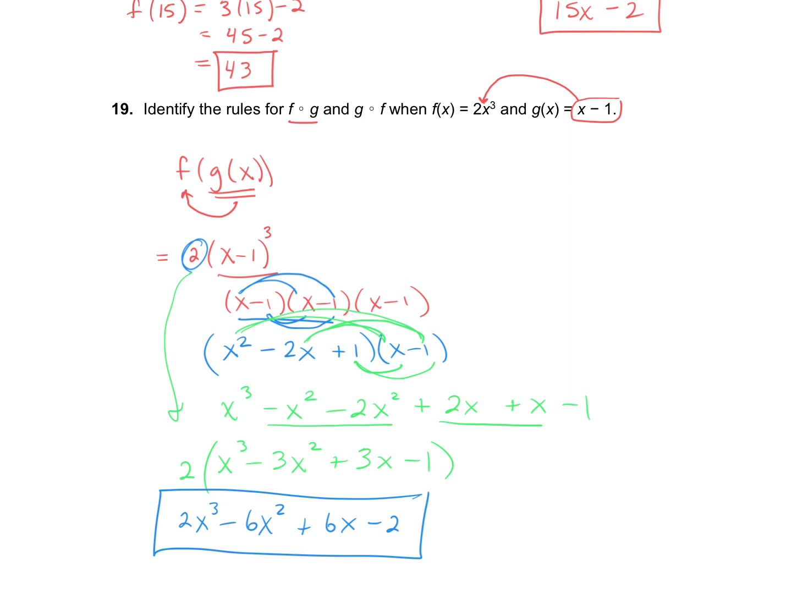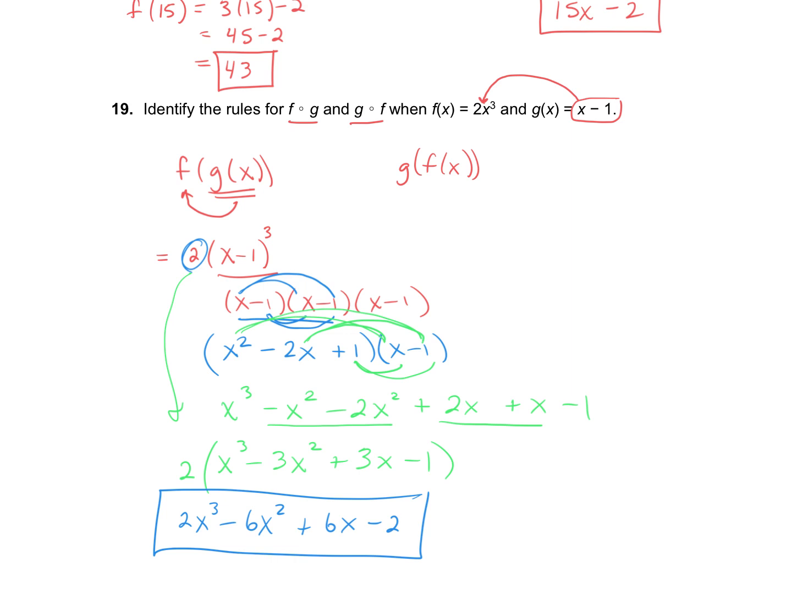The reason why that one got more involved is because we had a power of 3, but we've multiplied that before, so not a huge deal, just took a minute. All right, last one. Now we have to do g following f. So we're going to reverse it. A g following f is g of f of x.